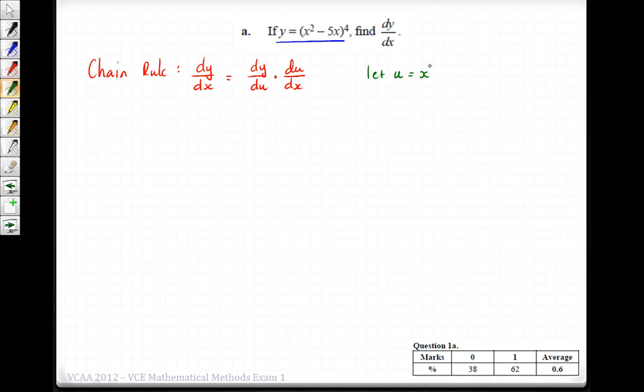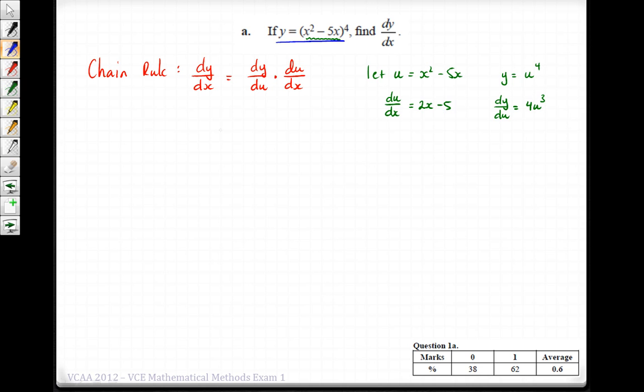So x squared minus 5x, this little bit in here. The outer function is still going to be y, and we're going to have that as u to the power 4. So du/dx is equal to, power out the front, one off the power of both of them, so this is going to be 2x minus 5. And dy/du should be, power out the front, 1 off the power.